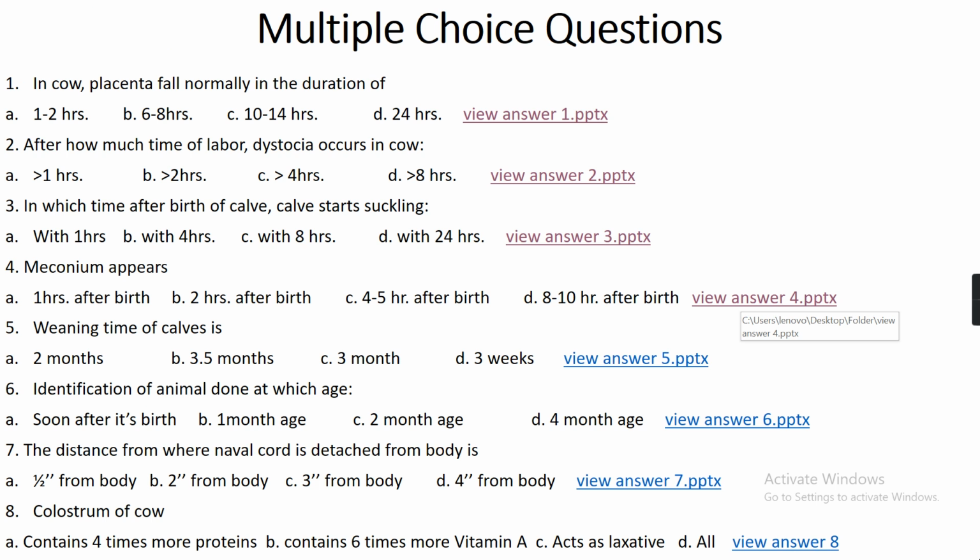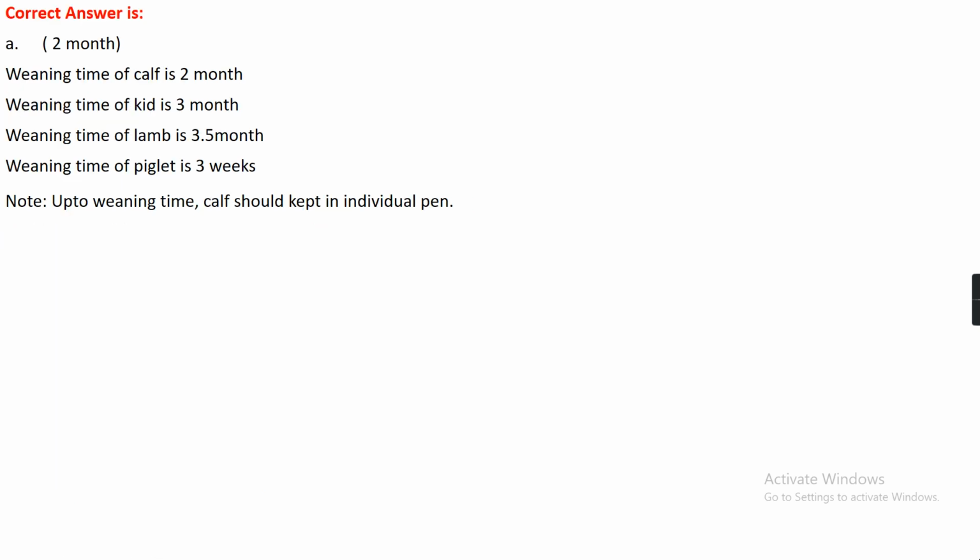Question number 5. Weaning time of calf is: option A, 2 months; option B, 3.5 months; option C, 3 months; or option D, 3 weeks. The right answer is 2 months.